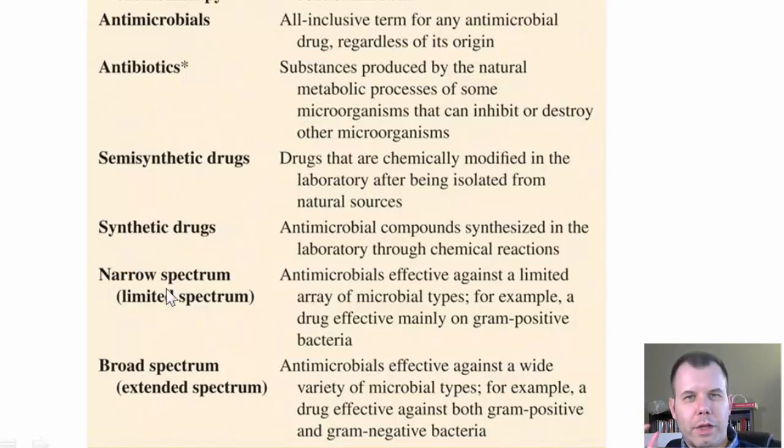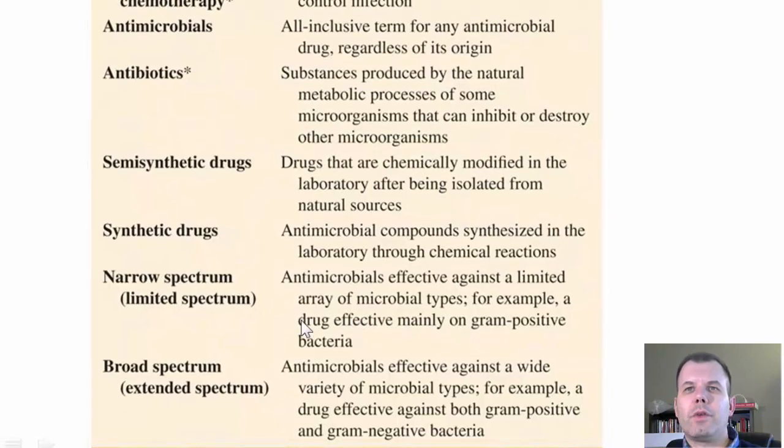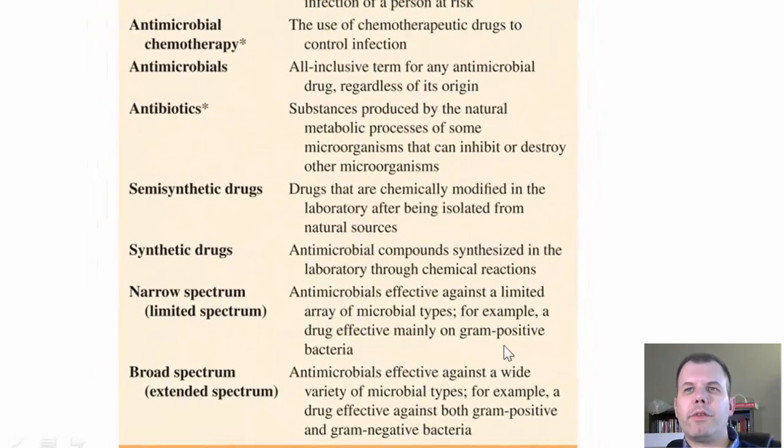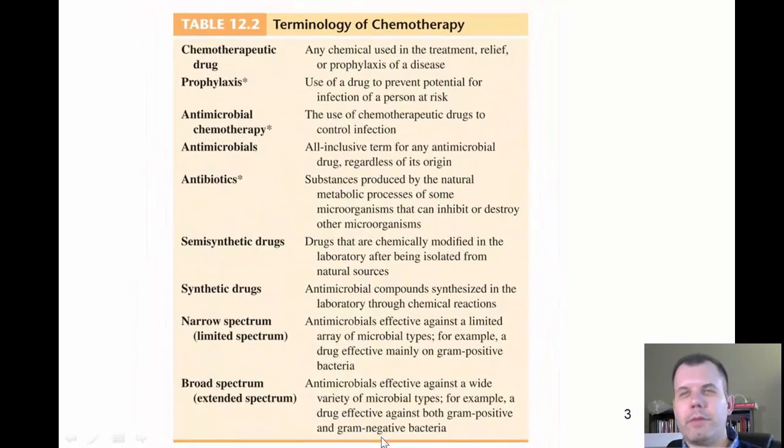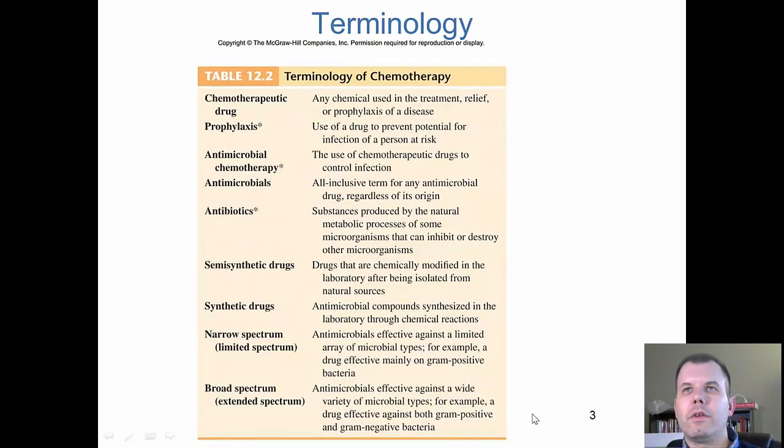Okay, and then we talked about narrow versus broad. Narrow spectrum is going to be a small range of bacteria or viruses, where broad is going to be a very large range. Okay, and the example they give here, I like, for the narrow would be only gram-positive bacteria, where a broad spectrum would be both gram-positive and gram-negative. So that makes a lot of sense.